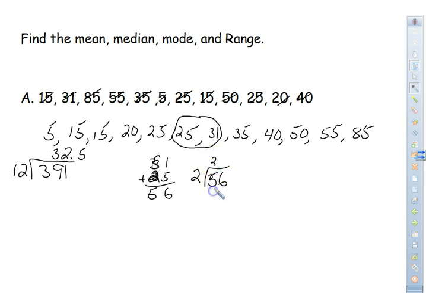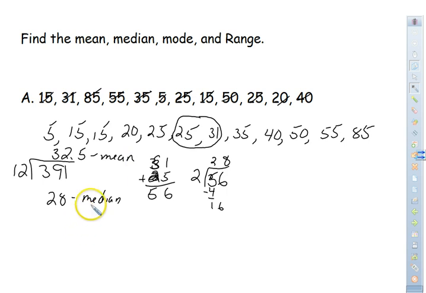So we get 28. So 28 is the number that lies halfway between that. So 28 is my median. This is my mean.